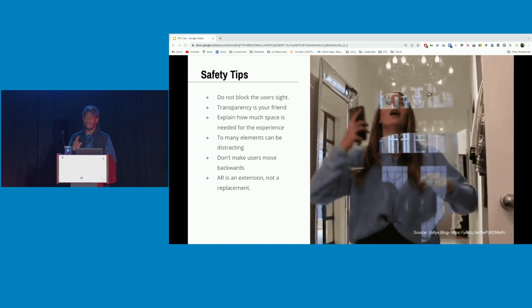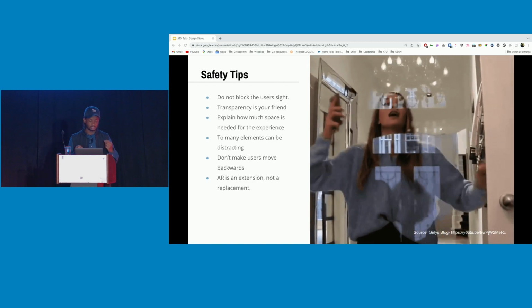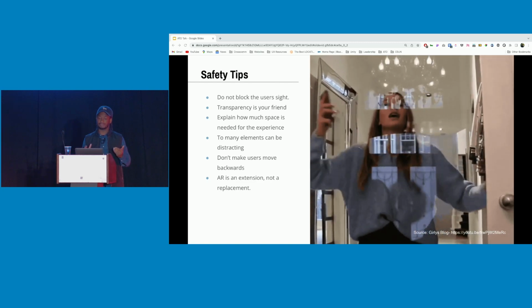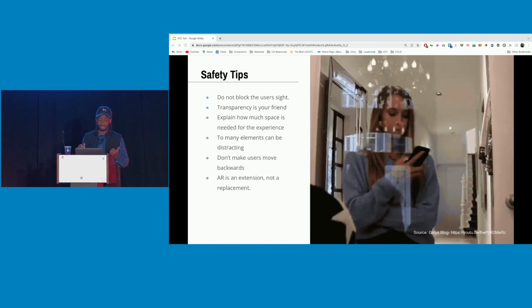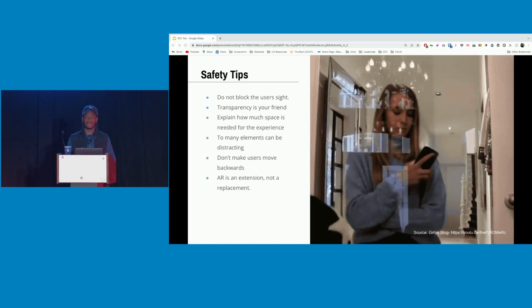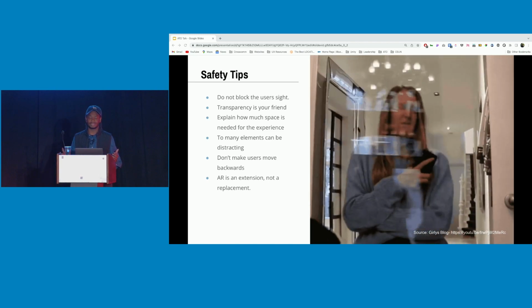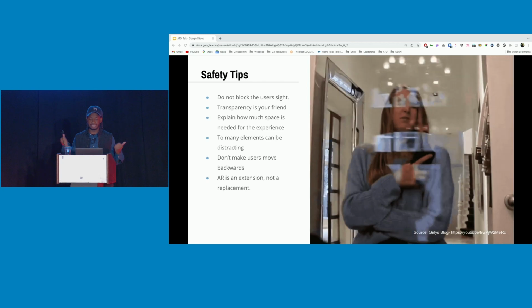You don't want users walking into objects, and worse, getting hit by cars. So, I have a few safety tips that I put together. One, do not block user sight. We talked earlier about not cluttering the UI. Well, now you know why. This is very important, especially in AR, because too many things on the screen can be a safety hazard.